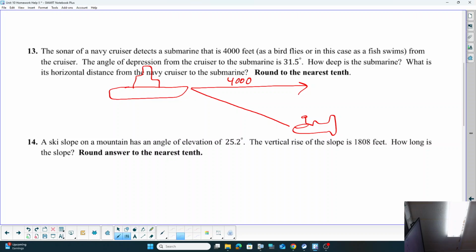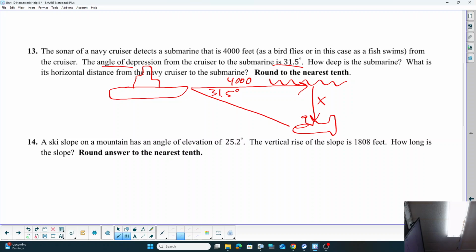Okay, there's your submarine. Okay, let's see here. So the angle of depression is 31.5 degrees, so that's actually here. How far deep is the submarine? So if this is the water, how far deep? Call it X, is the submarine. What is the horizontal distance from the Navy cruiser to the submarine? What? That's the second question.